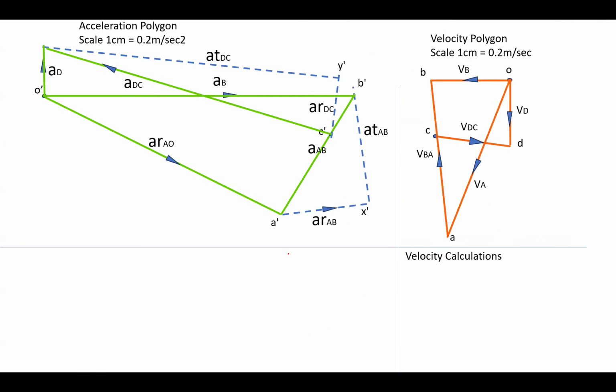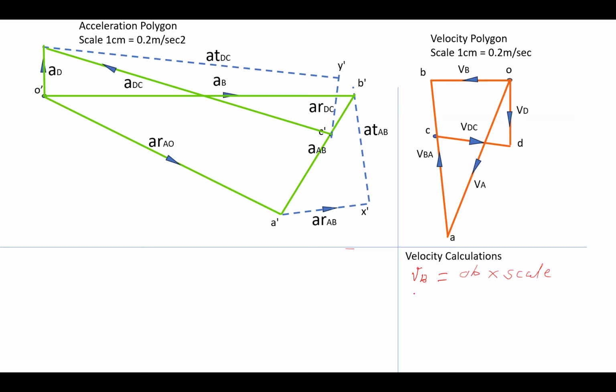Now we'll go for the calculations. One calculation of velocity and one calculation of acceleration I will explain here. If you have to calculate the velocity of slider B, what you have to do? You have to just measure the vector OB, multiply with scale, that will give you velocity of B.